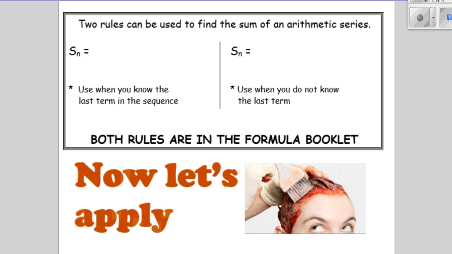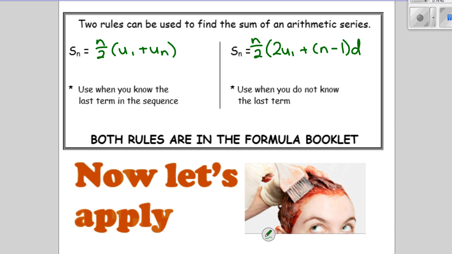The first one was the nice one, n over 2... no, not too mixed up, that's the long one. You can write the long one first if you want: n over 2, u of 1 plus u of n. That's a simple version. The more commonly used one is n over 2, 2u1 plus (n minus 1)d, close bracket. You realize it comes from the formula booklet, so they're super important.